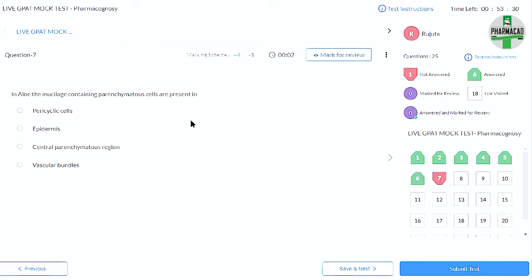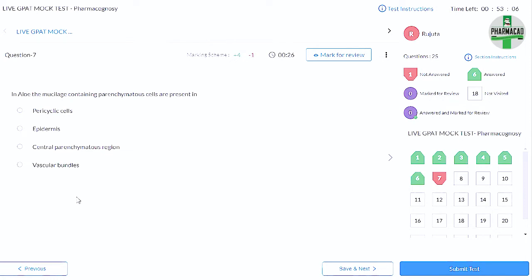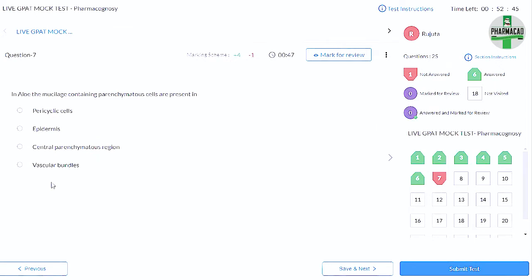In LO, the mucilage containing parenchymatous cells are present in what? Now in this you have to apply a little bit of logic. If you don't know the answer, just apply logic. What are the options? Pericyclic cells, epidermis, central parenchymatous region and vascular bundles. Vascular bundles will be xylem and phloem, and generally they are not the ones which will have the stored content, like latex, volatile oil or any other stored content, mucilage, oil. So that is not present in vascular bundles. Even epidermis will not contain that. So these two options are eliminated. Now you have two other options, pericyclic cells and central parenchymatous region.